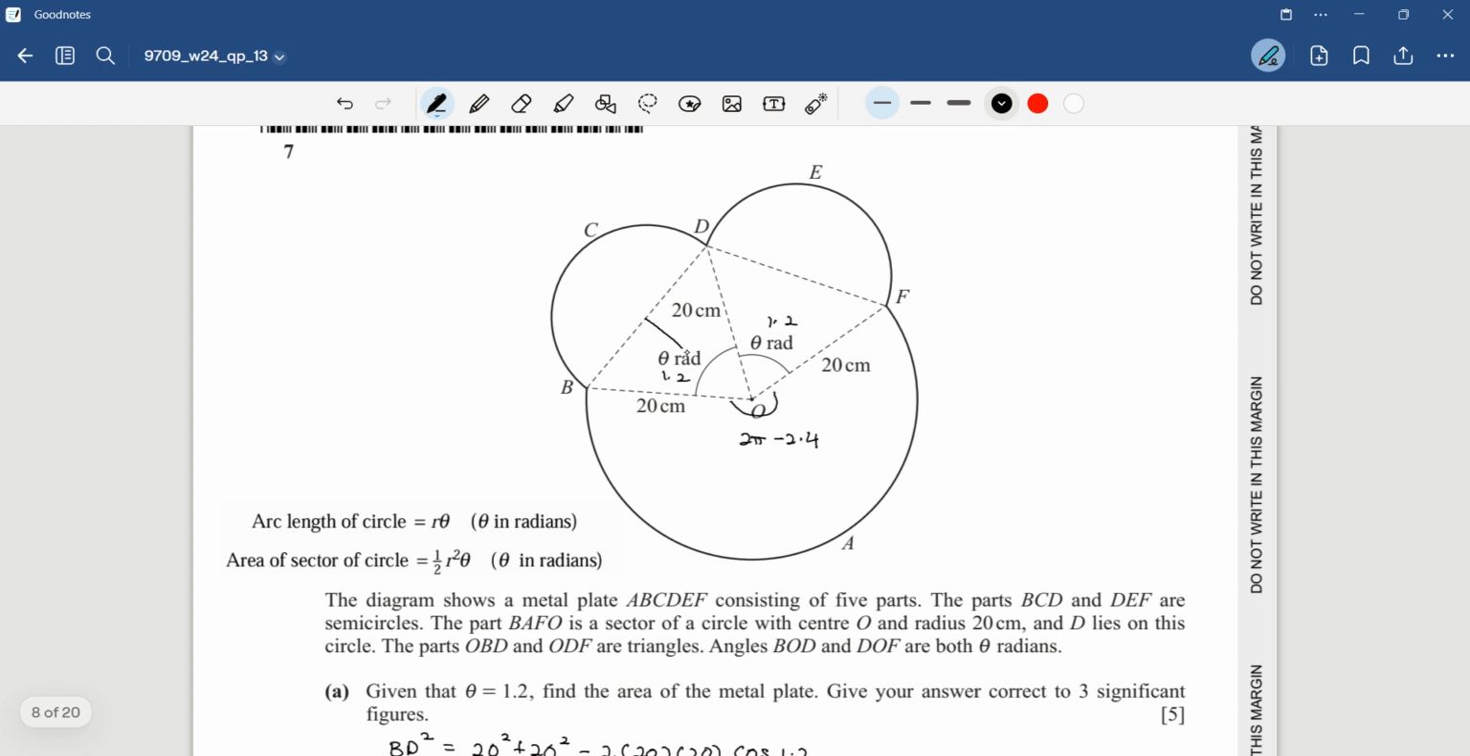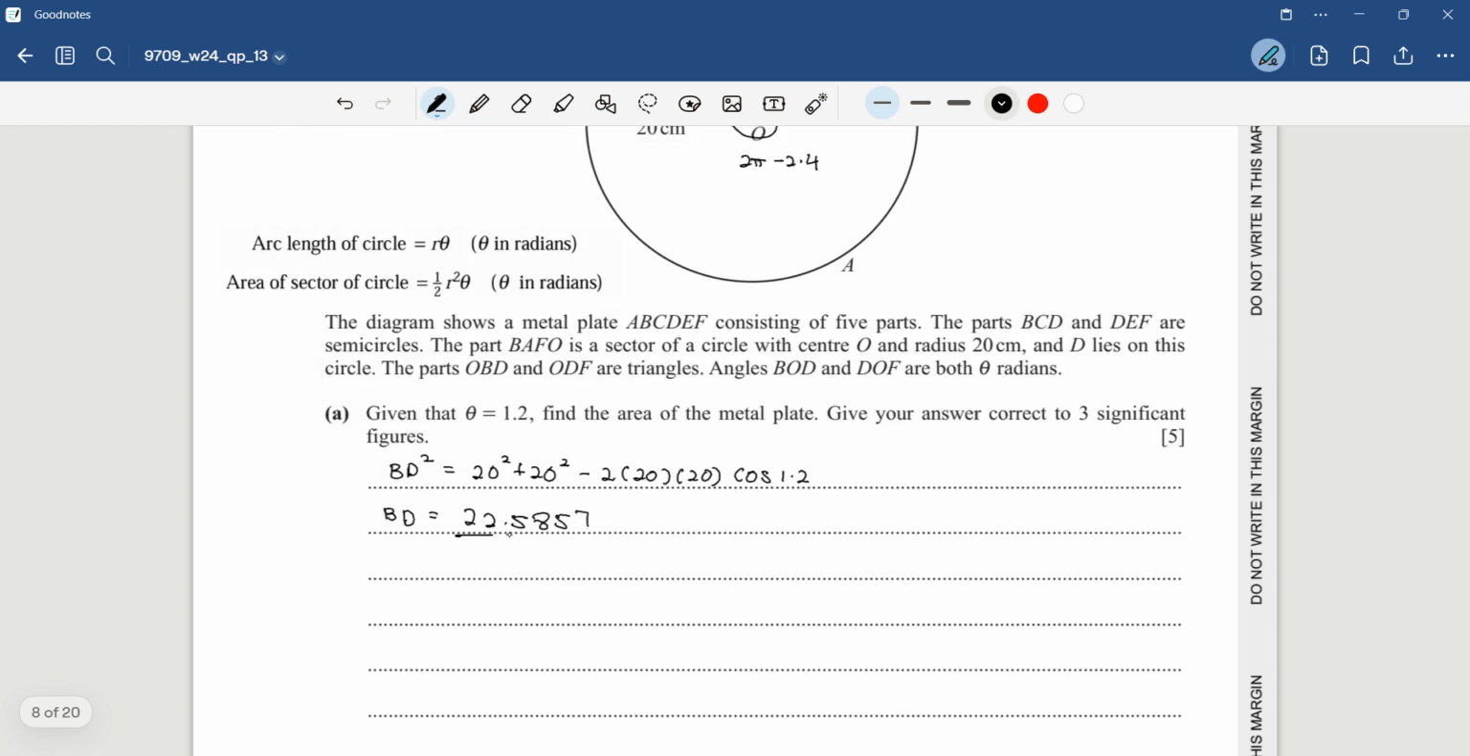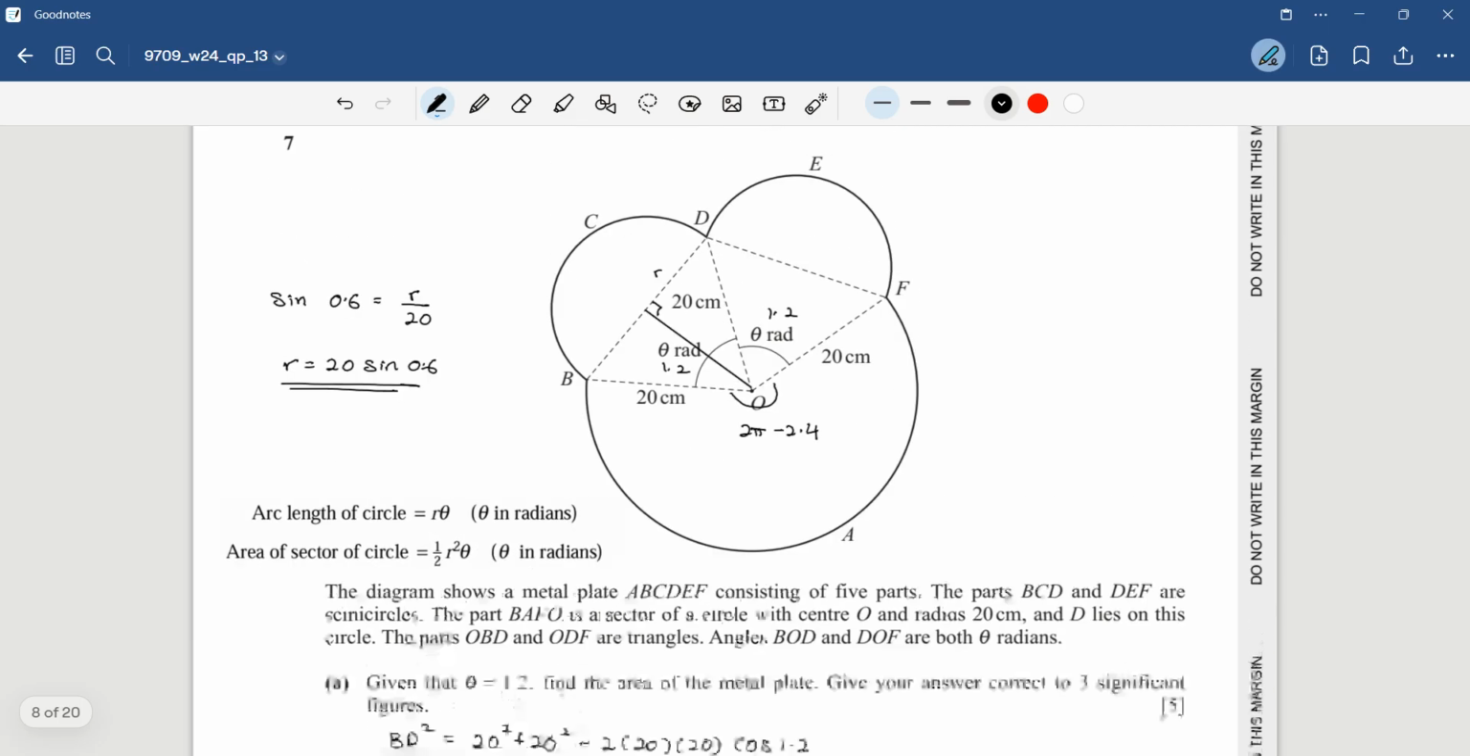So you just divide this into 2. Okay, so this will be r, the radius of the semicircle. In order to find this, you can use Pythagoras theorem. So sine 0.6 is equivalent to r over 20. Therefore, r equals 20 sine 0.6. So you can use either this, or later you can use just this divided by 2. It's up to you.